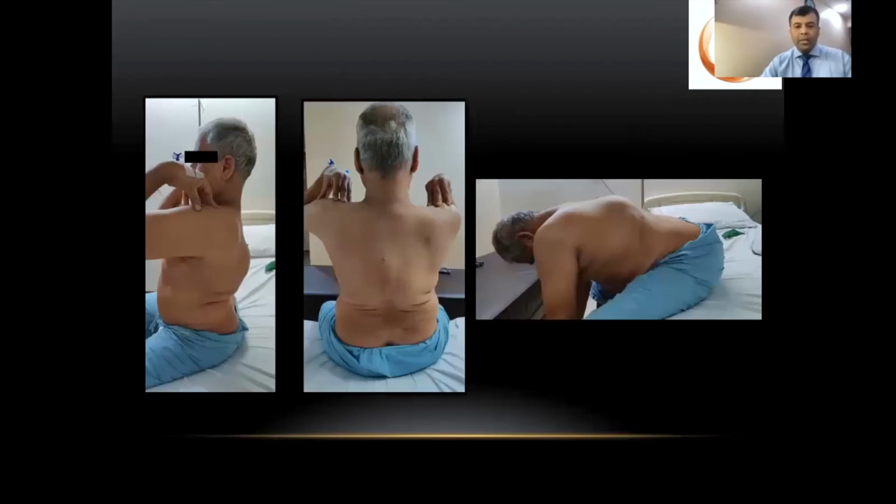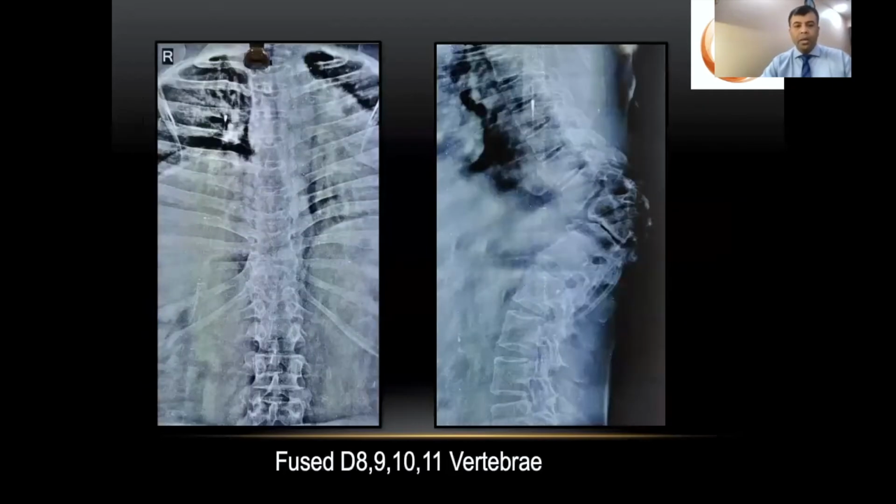These are the clinical pictures where you can see the deformity in the mid-back region. The deformity was not getting increased on standing or sitting position, and there was no change on lying down in neurological examination. These are the X-rays where we could see that there were fused vertebrae D8, D9, D10, and D11 anteriorly. We can see the pedicles on the posterior aspect, and there was crowding of the ribs at the level of the deformity in the AP X-ray.